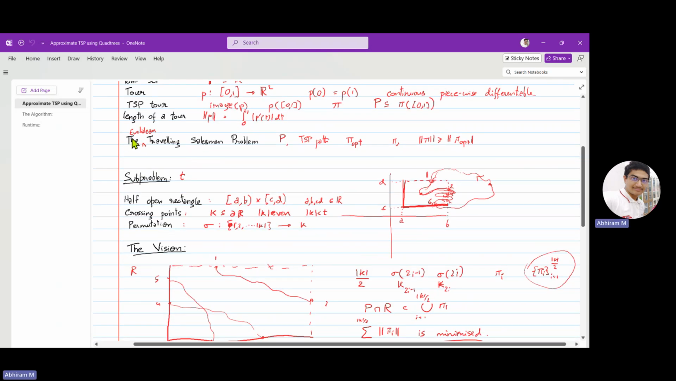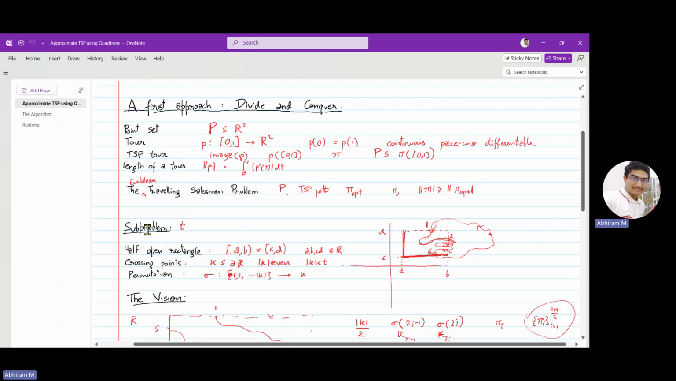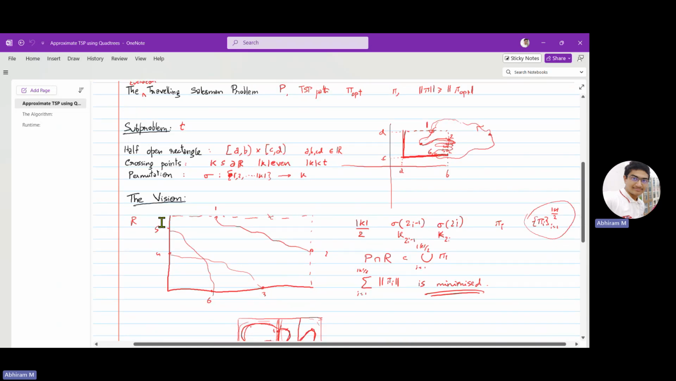And then we finally define the problem itself, the Euclidean traveling salesman problem, which says that we want to find a pi opt, a TSP tour, such that every other TSP tour has length greater than or equal to pi opt. Now, since we are going for a divide and conquer approach, we want to look at what our subproblems are. So every subproblem is going to be slightly different from the problem itself in that we don't want a tour as a subproblem. We want a union of paths, right?